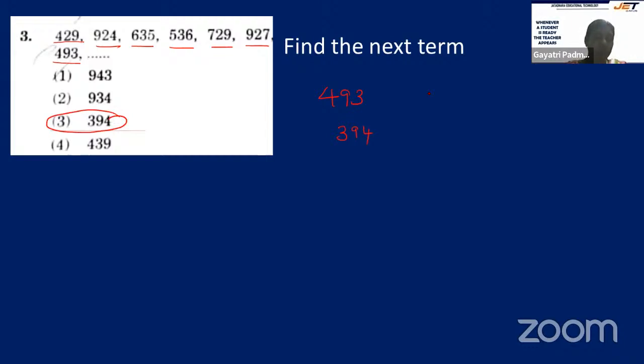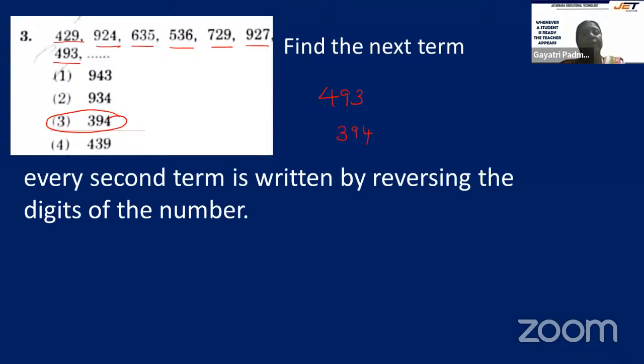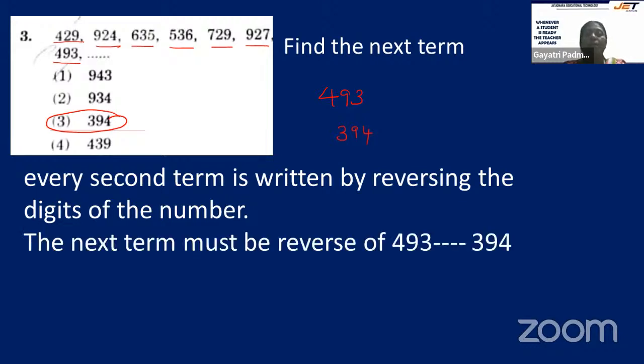That should be the right one. Let's check the answer. By the way, your 30 seconds is done. Yes. So, every second term is written by reversing the digits of the number. So, the next term must be the reverse of 493, which is 394. Therefore, option 3 is the right answer. All right, students. So, these things you will understand immediately only by practice, right? So, with this note, we are moving on to the next question.